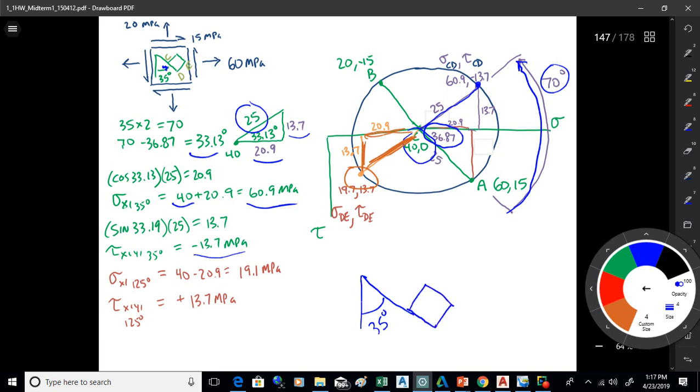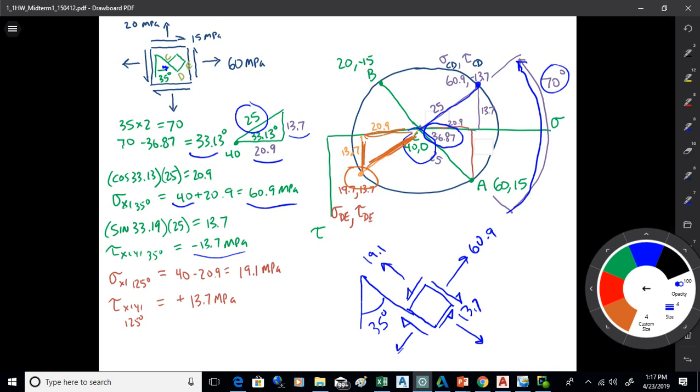If we're looking at what's going on here on CD, we have 60.9, and the shear on that plane is negative, so it goes like that and like that. The shear is 13.7. The shears always meet in the corners. And then the normal stress on the other side is 19.1. I didn't ask you to do that, but if I had, that's how you draw that sketch.